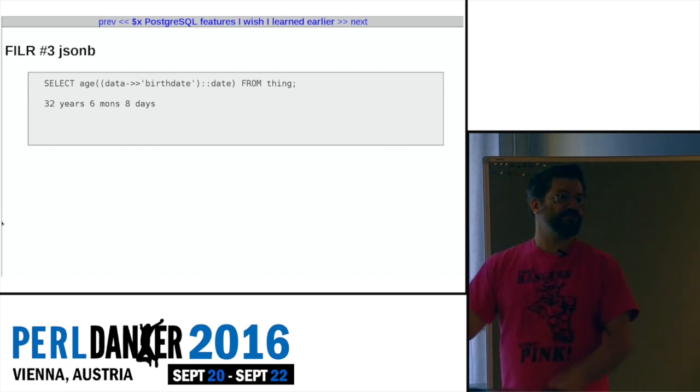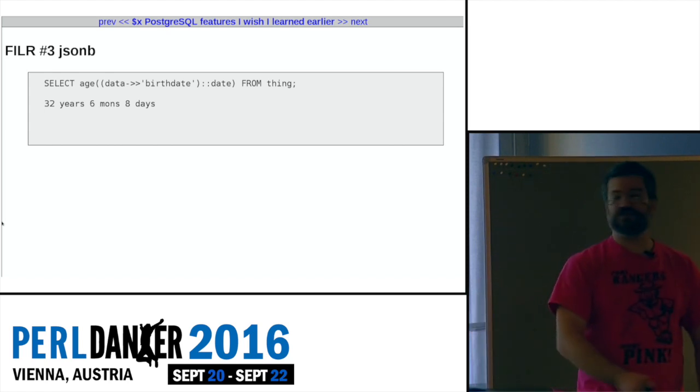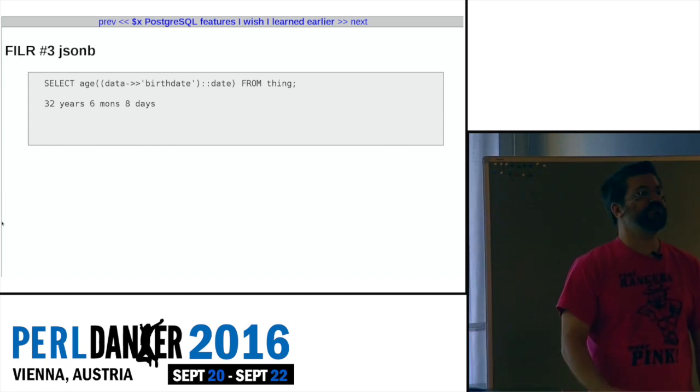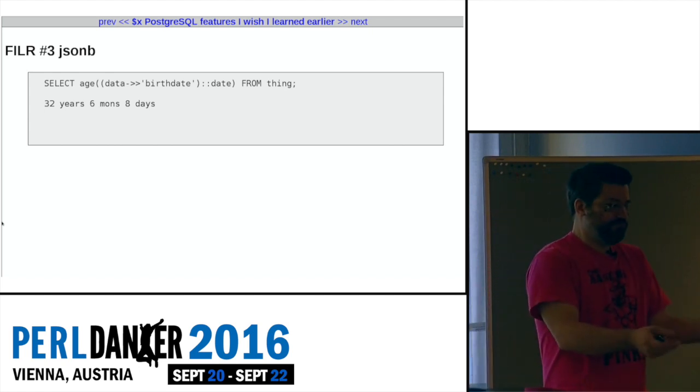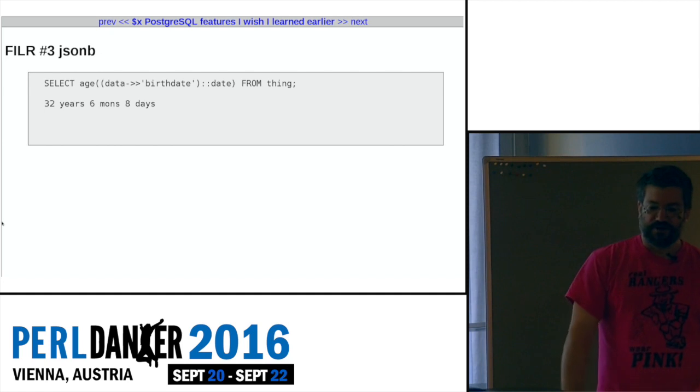You can use it in a select, so you can store the birthday in a JSON and then have a select like that, and say, give me all things where the age is 20 years. And it's just working, without having to do a map reduce or I don't know what.